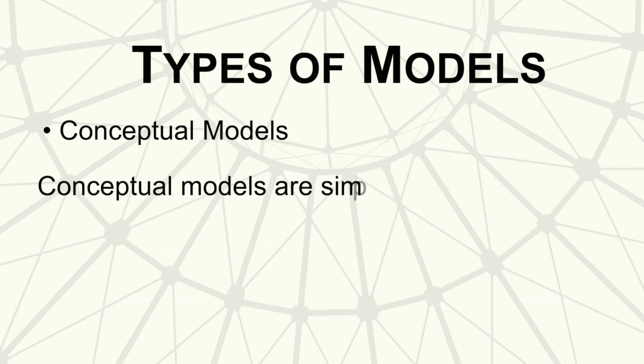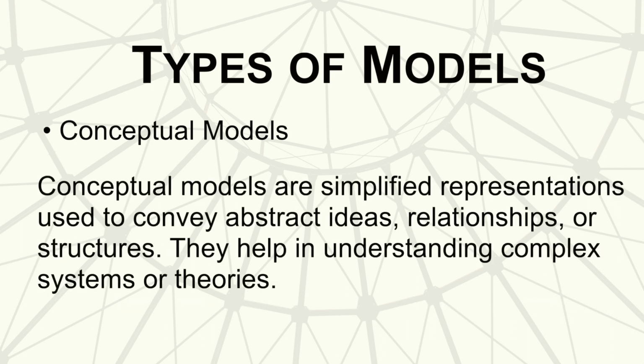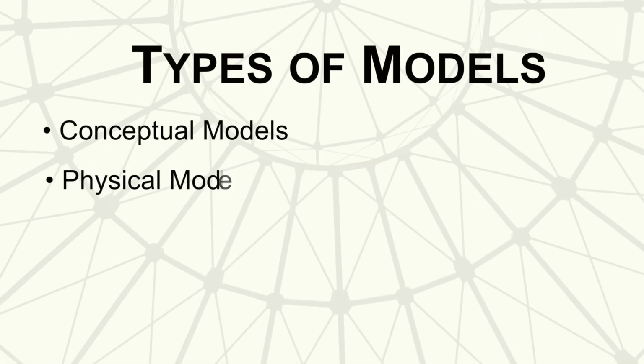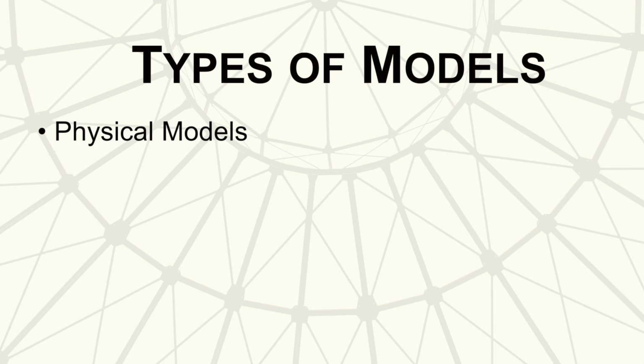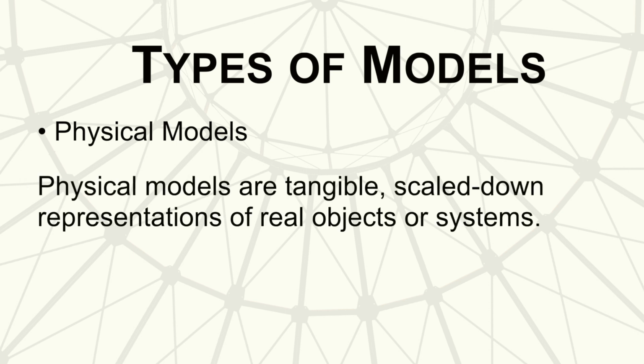Conceptual models are simplified representations which are used to convey abstract ideas, relationships or structures. They help in understanding complex systems or theories. Then the next one is physical models. These are tangible, that is, we can feel, we can touch them, and they can be scaled down. They are basically smaller representations of real objects or systems.